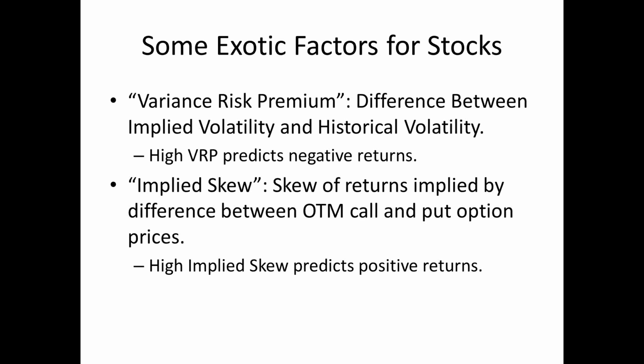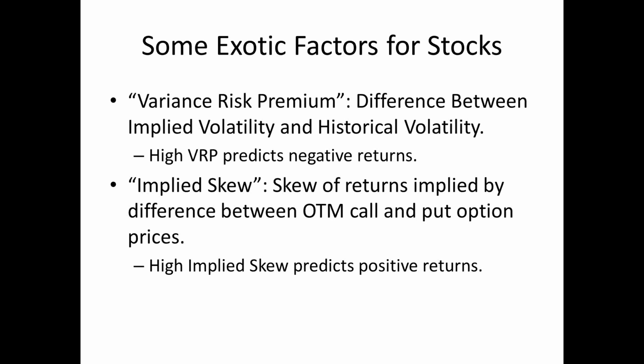So the first factor is called variance risk premium. It's the difference between implied volatility and historical volatility. Generally speaking, it was found that high variance risk premium predicts a negative return. So if the implied vol exceeds historical vol by a lot, you expect negative returns.